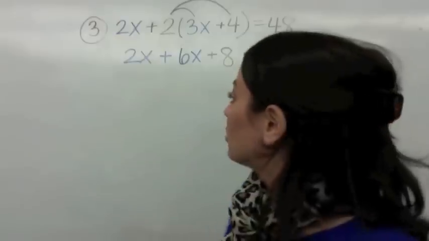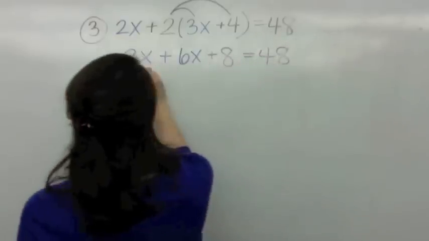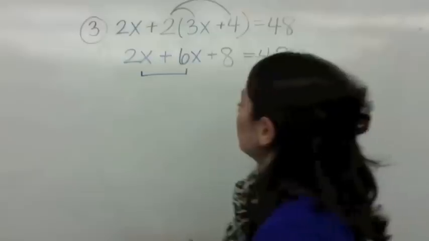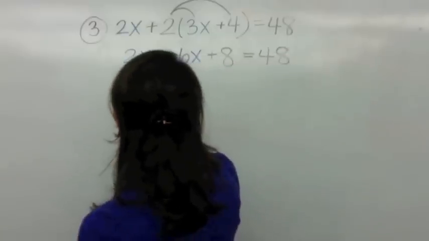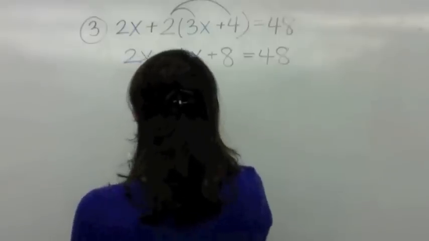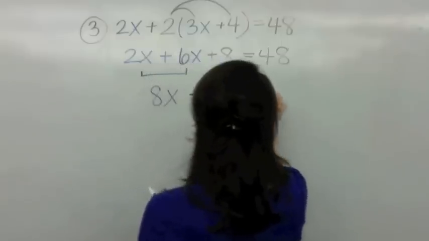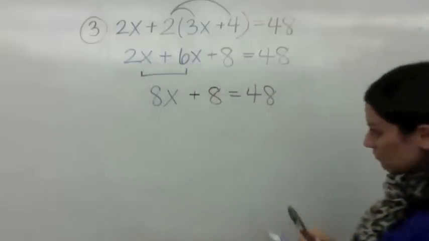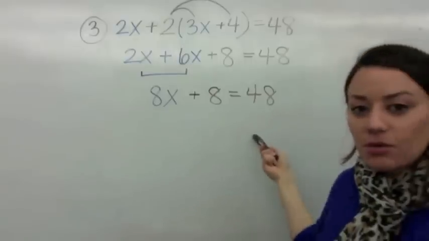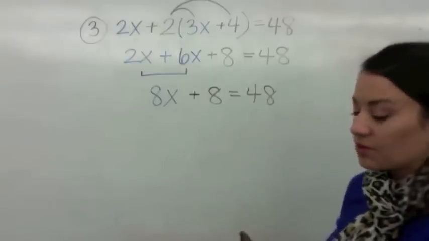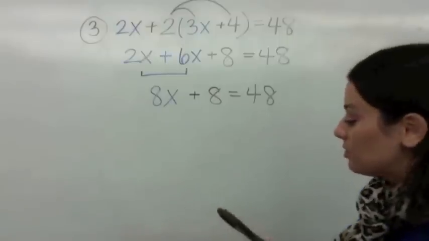That's right. So we have 2x and 6x. What do they make? Same as last time. They make 8x. So you have 8x plus 8 equals 48. Okay. So now, can you solve for this new equation, 8x plus 8 equals 48? Yes. And how do you do that?